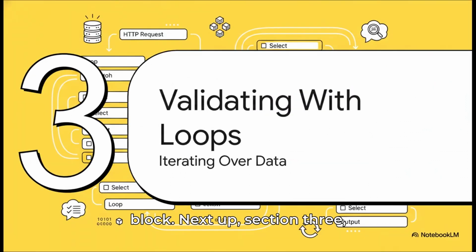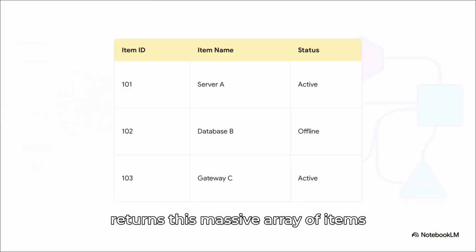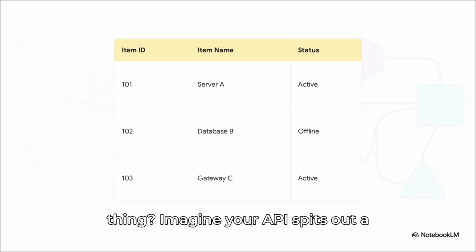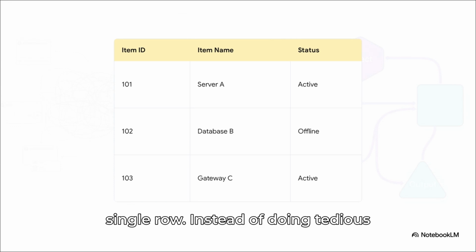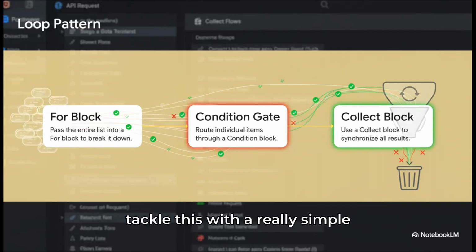Next up, Section 3, Validating Items with Loops. Okay, but what happens when your API returns this massive array of items instead of just one single thing? Imagine your API spits out a list with an item ID, an item name, and a status for every single row. Instead of doing tedious manual spot checks or trying to write some complex script to iterate through the whole array, Postman Flows just handles this visually. We can basically loop over this entire response array to validate the status of every single individual item without even breaking a sweat. We tackle this with a really simple 3-step loop pattern.